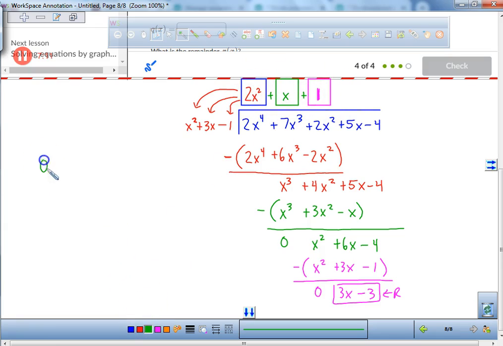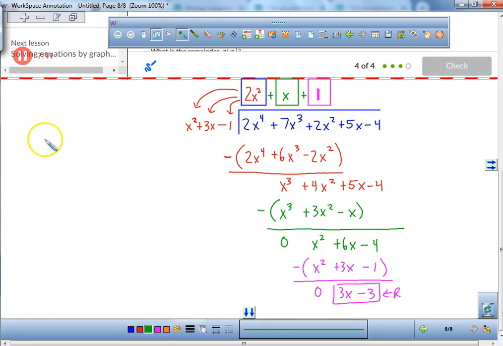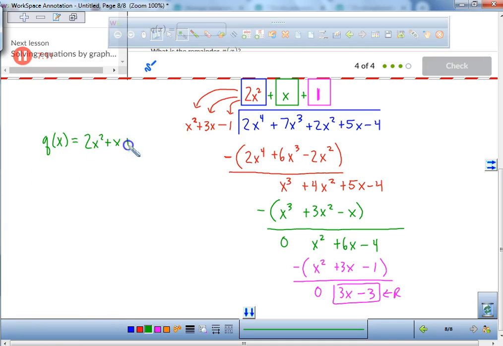So you guys ready? That's a really ugly looking q. Hold on, let me do a better job here. What am I going to put for q of x for my quotient? My quotient is 2x squared plus x plus 1. But what am I going to put for my r of x? 3x minus 3. So this is what I'm going to type into Khan Academy for this particular problem.